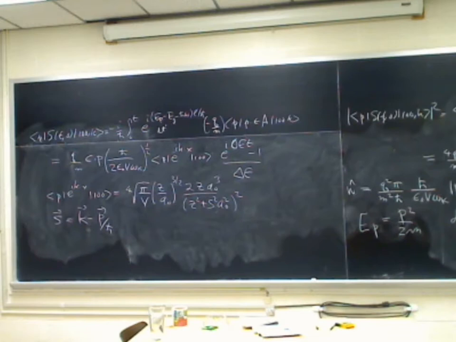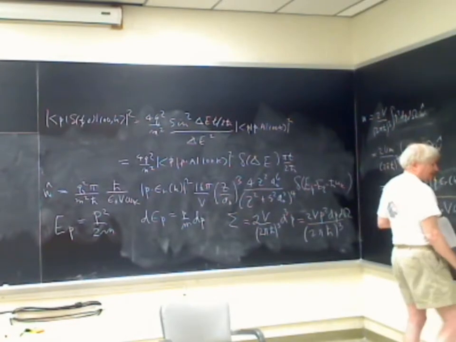And when you put all this together, what you get is 32 q squared pi squared, p dot epsilon R of k squared, divided by m (2 pi h bar) cubed epsilon 0 b omega k, times z over a 0 cubed, 4 z squared a 0 (a 0 is the Bohr radius) to the 6, over z squared plus s squared a 0 squared to the 4, and then d omega.